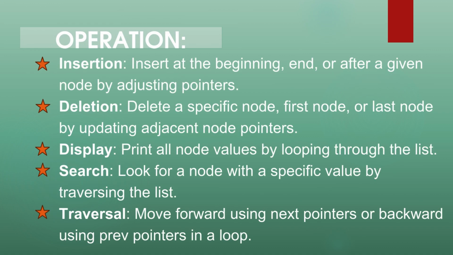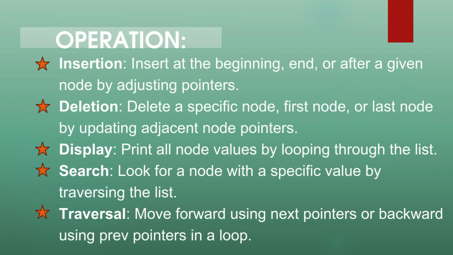Now next is the operations of a circular doubly linked list. Let's go over the operations you can perform on a circular doubly linked list. There are five operations. First is insertion, second is deletion, third is display, fourth is search, and fifth is traversal. Let's see the first. Insertion is adding a new node at the beginning, end, or in between. The second one is deletion. Deletion is removing a specific node, the first node, or the last node, by updating the adjacent node pointers.